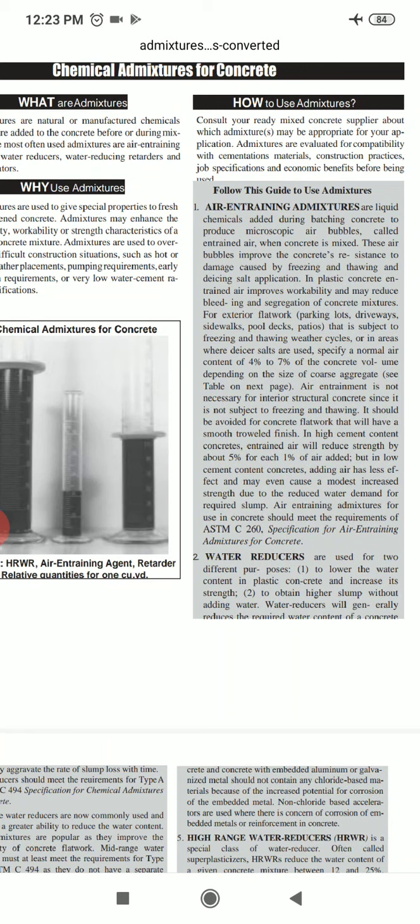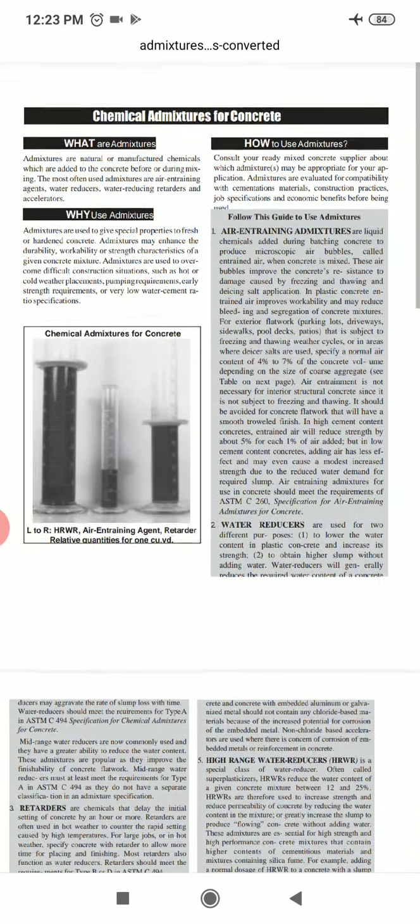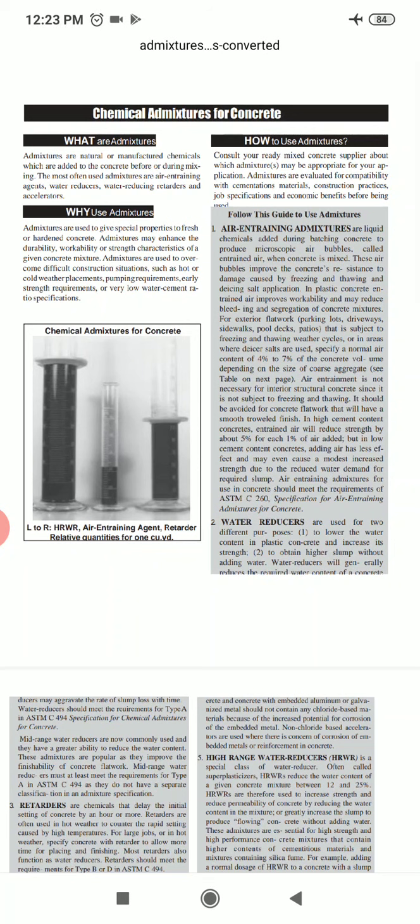Air entraining admixtures for use in concrete should meet the requirements of ASTM C260. The specifications for air entraining agents mean that the characteristics of the agents used in a concrete should satisfy ASTM standards. They should match it.